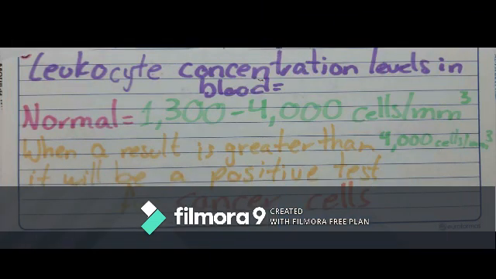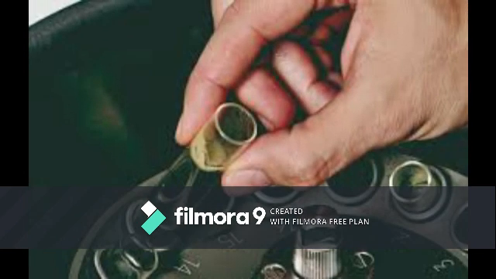The normal concentration of leukocytes in blood is between 1,300 and 4,000 cells per cubic millimeter. When a result is greater than 1,000 cells per cubic millimeter, it will be a positive test for cancer cells. To know the amount of chemotaxis in the blood, centrifugation is carried out, which separates the substances from the blood, and this shows if there are cancer cells.